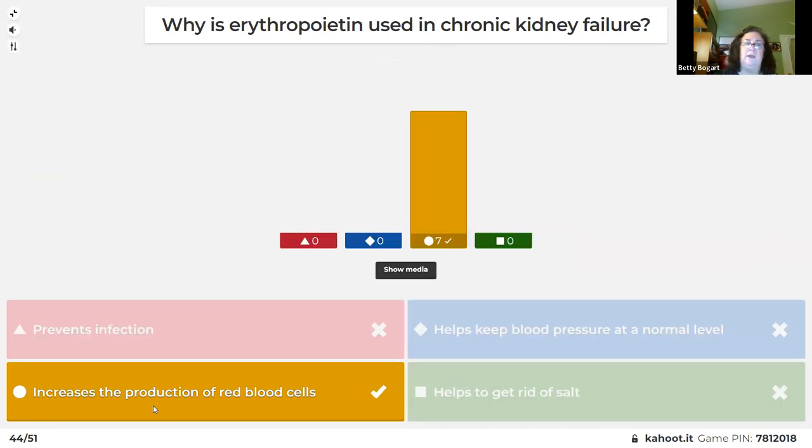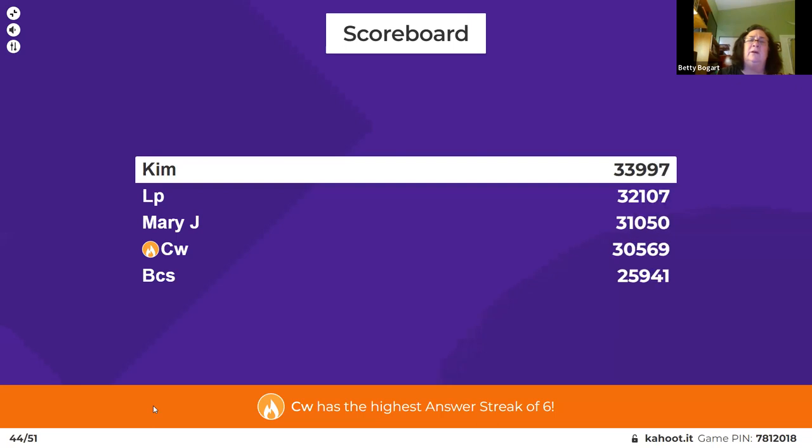So erythropoietin stimulates the body's own production of red blood cells, because with chronic kidney failure, children and adults both have low hemoglobin and hematocrits, and it stops the need for more blood transfusions than needed.